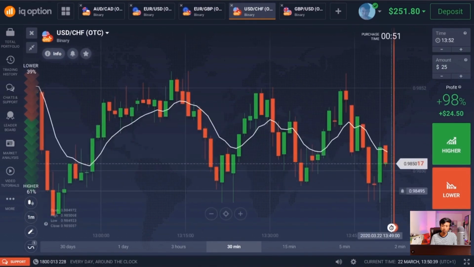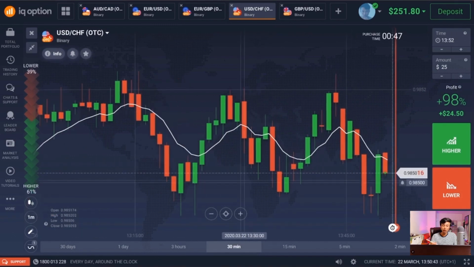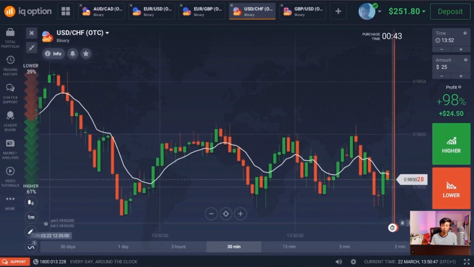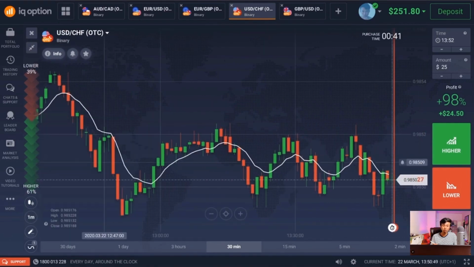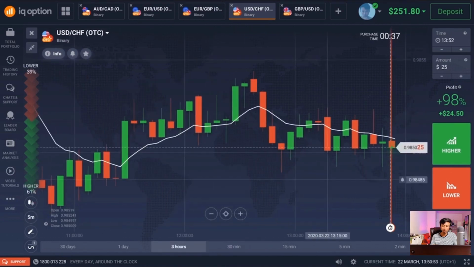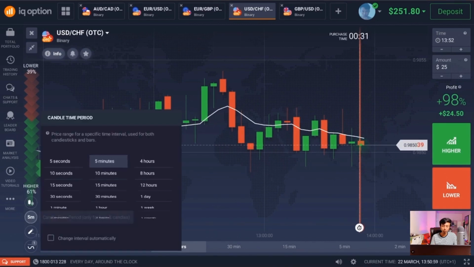So let's see. You see that the moving average right now, the red candle, is kind of going through. It's going through the line. So it means it broke the support line. Like I told you, it broke the support line. This is an opportunity to go for the next candle.